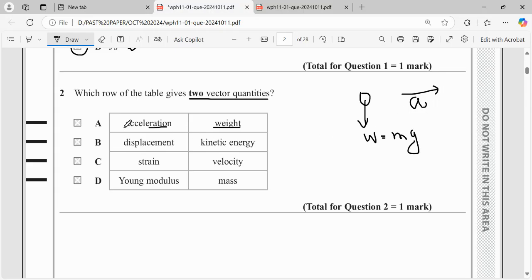So we can say acceleration and weight both are vector quantities because they have magnitude, but at the same time they have direction also. So the answer is A.